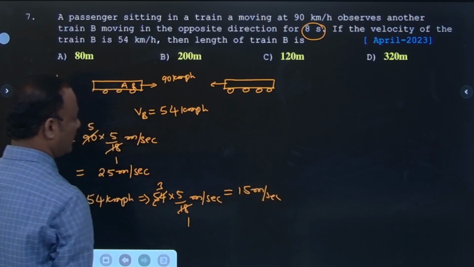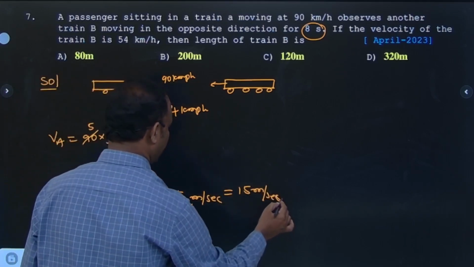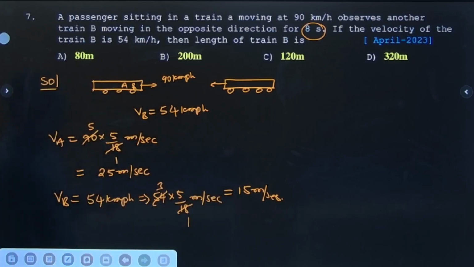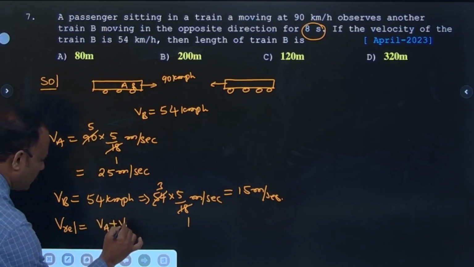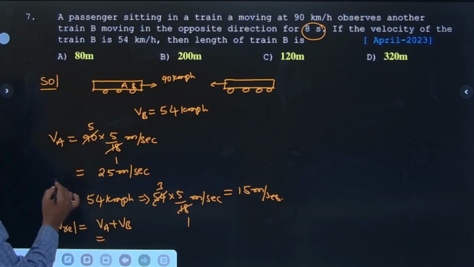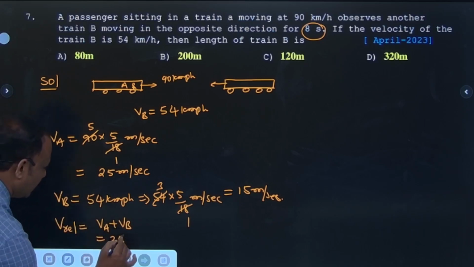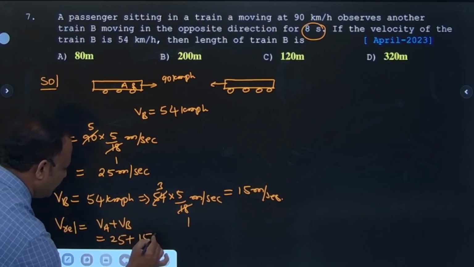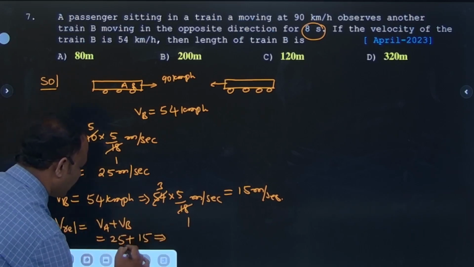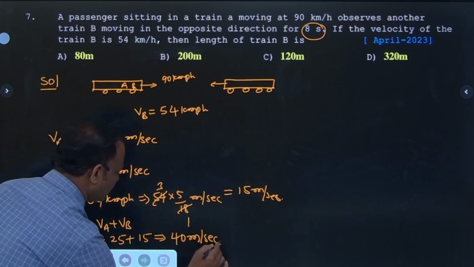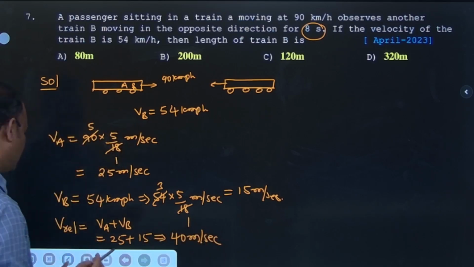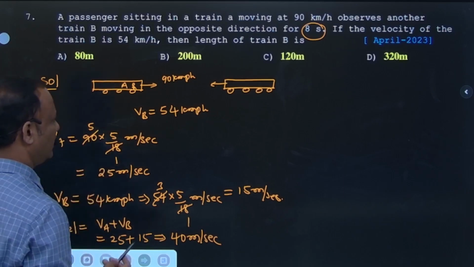Sir, what is the relative speed? The relative speed when they are moving in opposite directions is VA plus VB. You know this: V relative is equal to velocity of train A plus velocity of train B. So 25 plus 15 is equal to 40 meter per second. This is the relative speed or relative velocity of the trains.